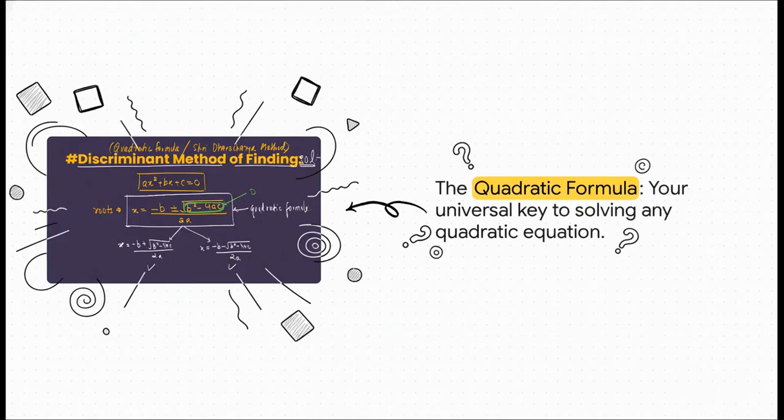X equals -b plus or minus the square root of b squared minus 4ac, all divided by 2a. Look, I get it. It might look a little intimidating at first glance, but trust me, this formula is about to become your new best friend. It is the universal key that can unlock absolutely any quadratic equation you can find.